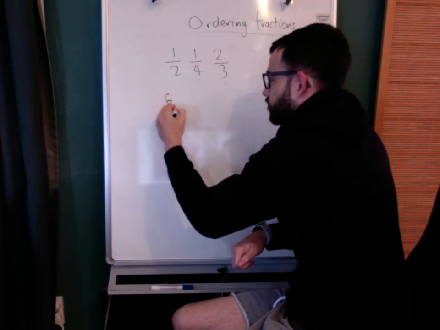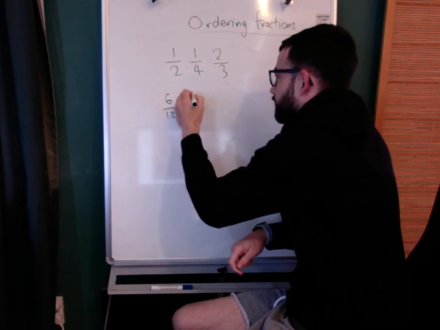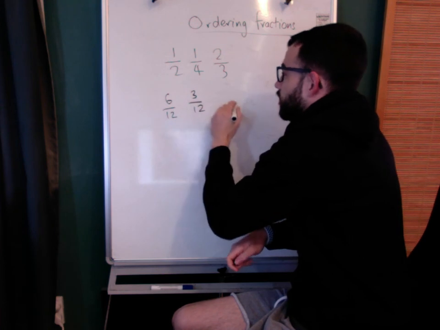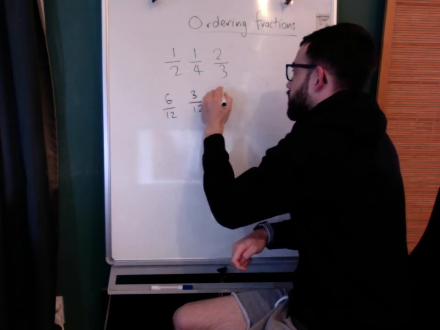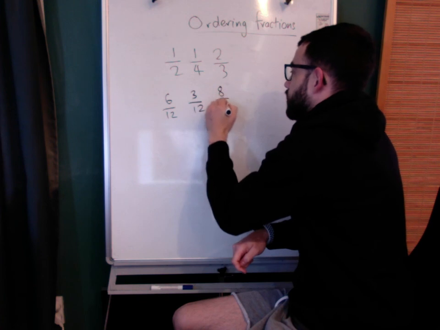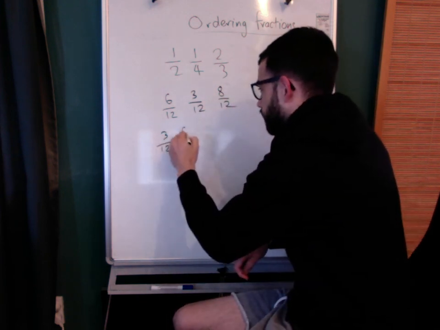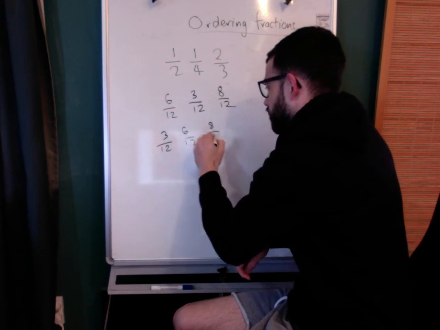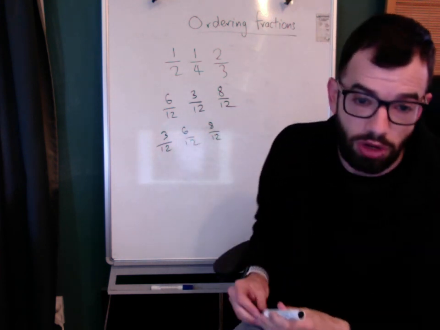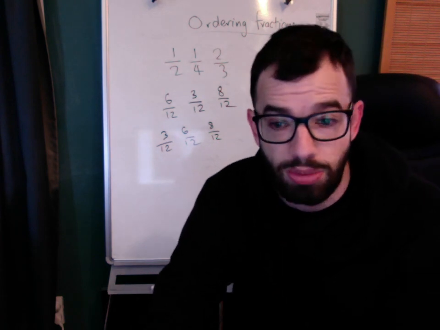So we're going to look at 6/12, 3/12, and 8/12. We then put them in order. So what we do is we use our knowledge of equivalent fractions to help us put those in order.